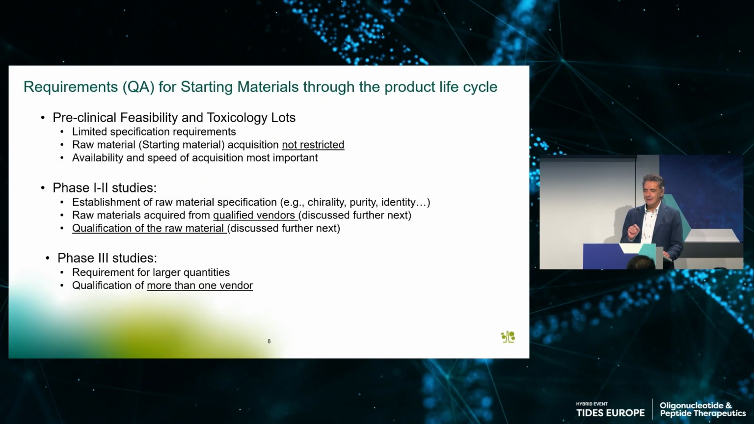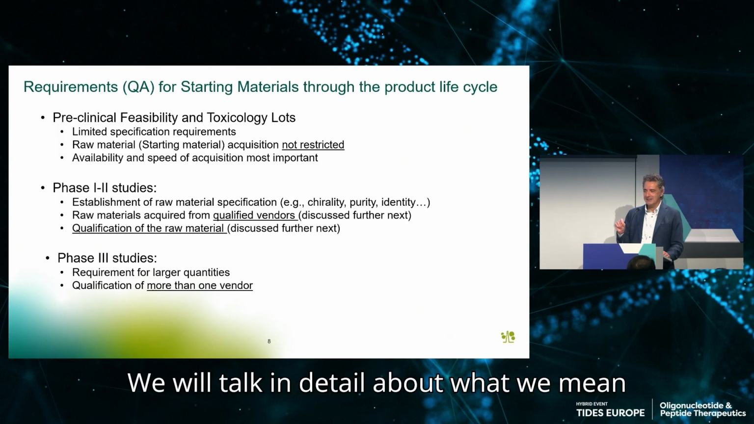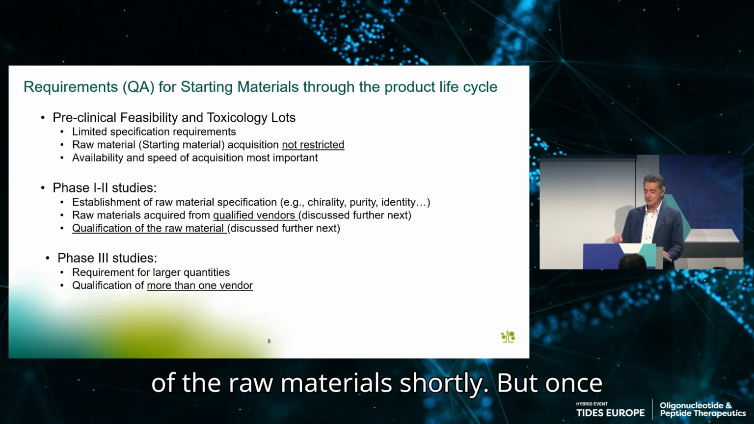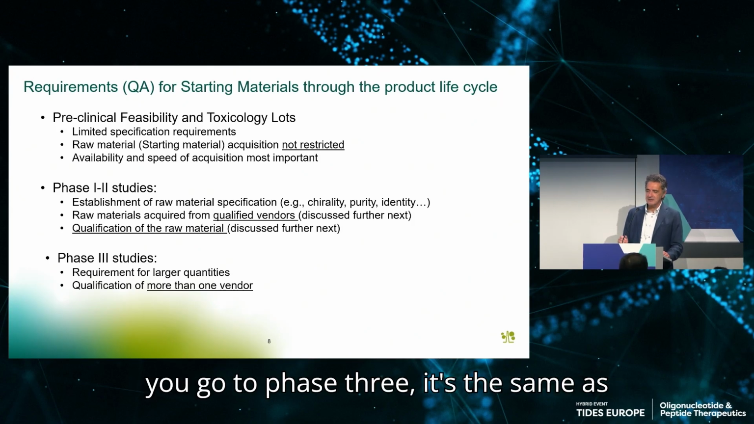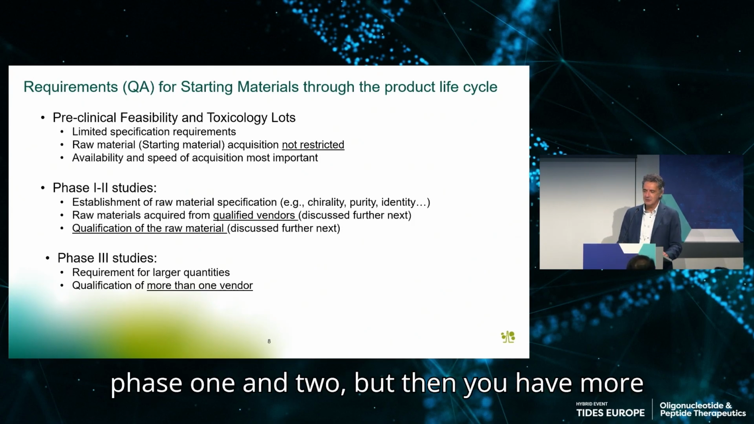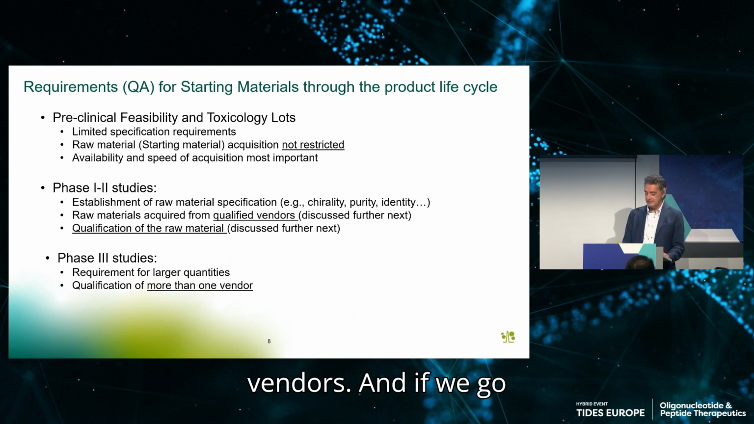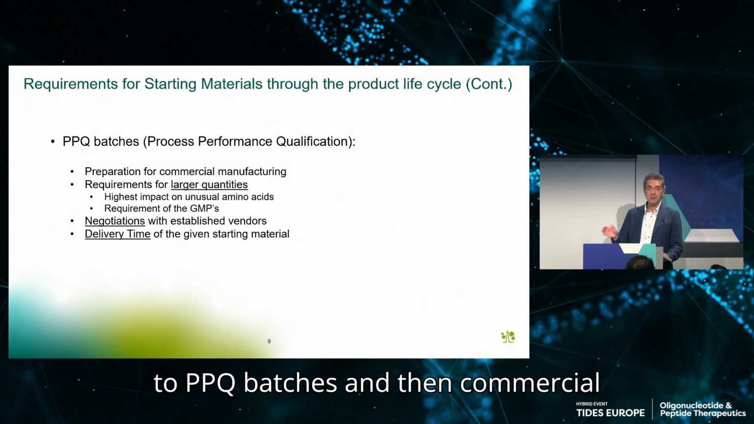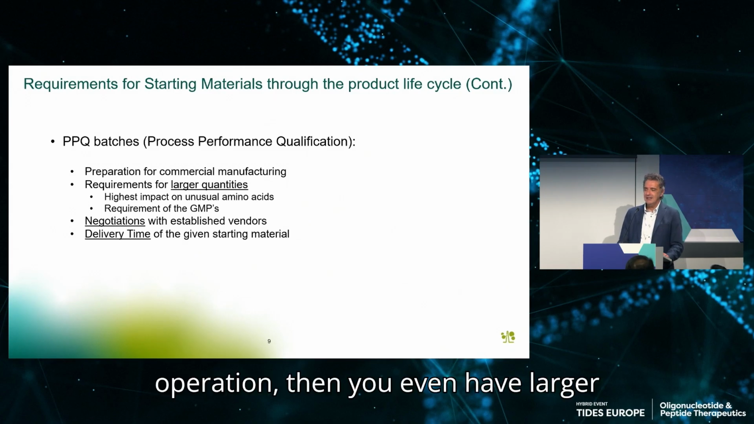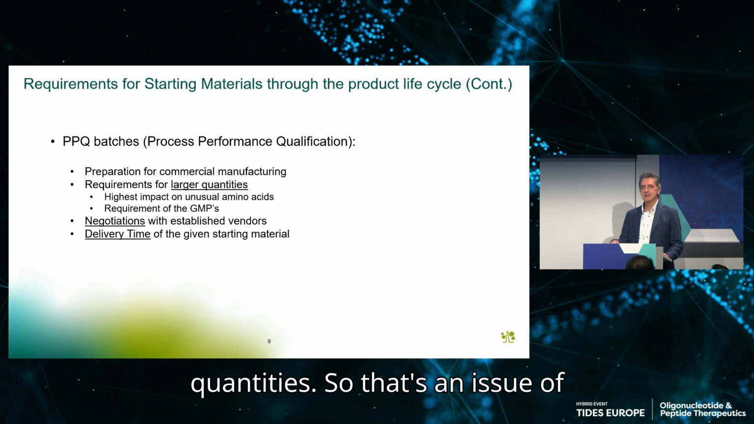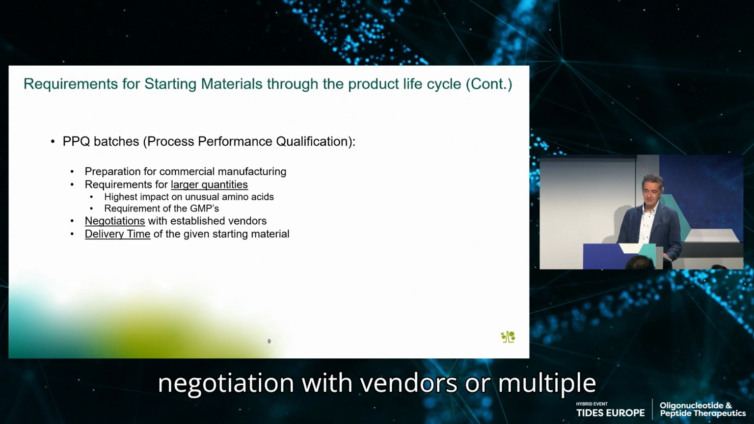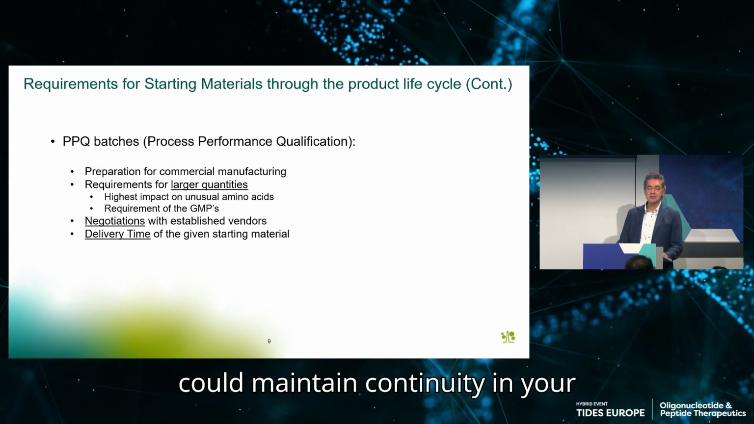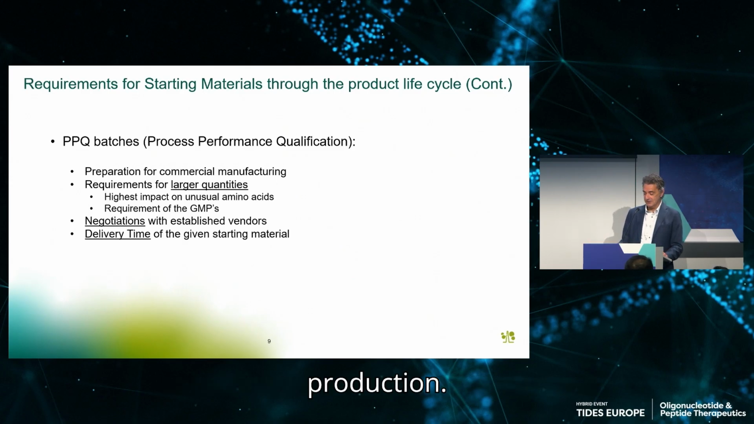So we will talk in detail about what we mean by the qualified vendor and qualification of the raw materials shortly. But once you go to phase 3, it's the same as phase 1 and 2, but then you have more vendors. And if we go to PPQ batches and then commercial operation, then you even have larger quantities, so that's an issue of negotiation with vendors or multiple vendors, and the delivery time, so you could maintain continuity in your production.